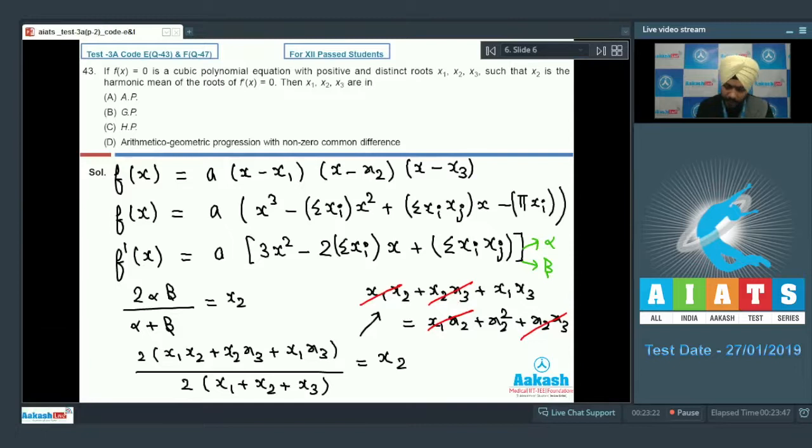The final result that I'll get is x1 x3 is equal to x2 square. Obviously, it is a result of a geometric progression. Okay, first term into third term is equal to middle term square. Option number B goes correct. Fine. So it is a very conceptual problem mixing two particular concepts, that is theory of equations as well as sequence and series. Let us move on to question number 44.